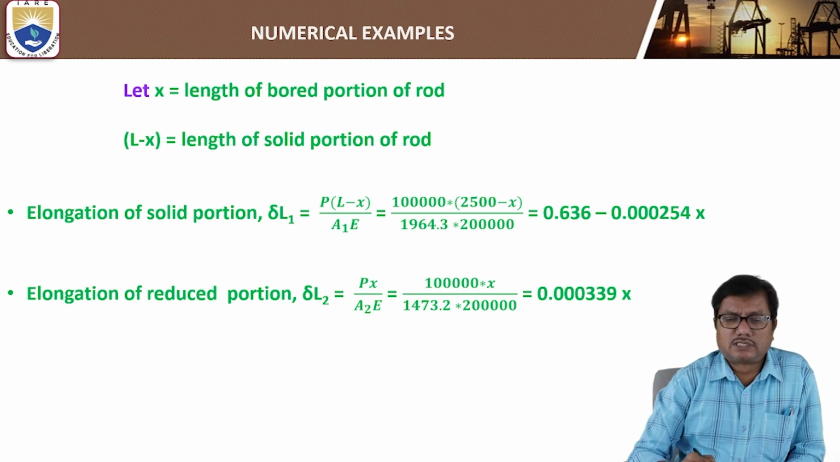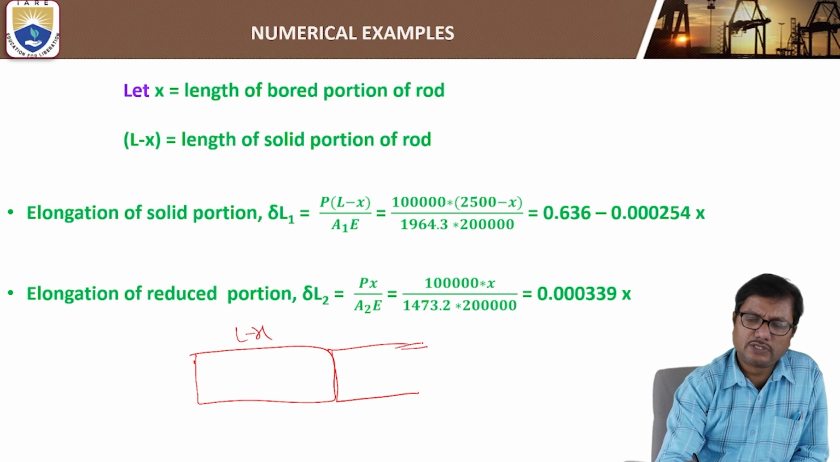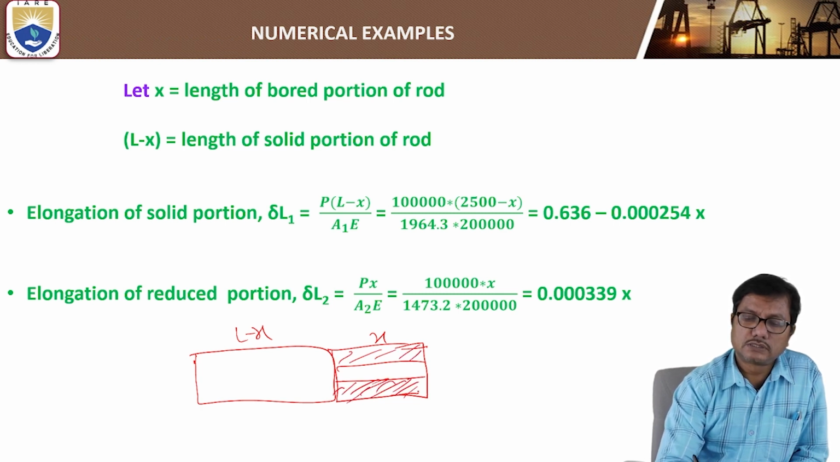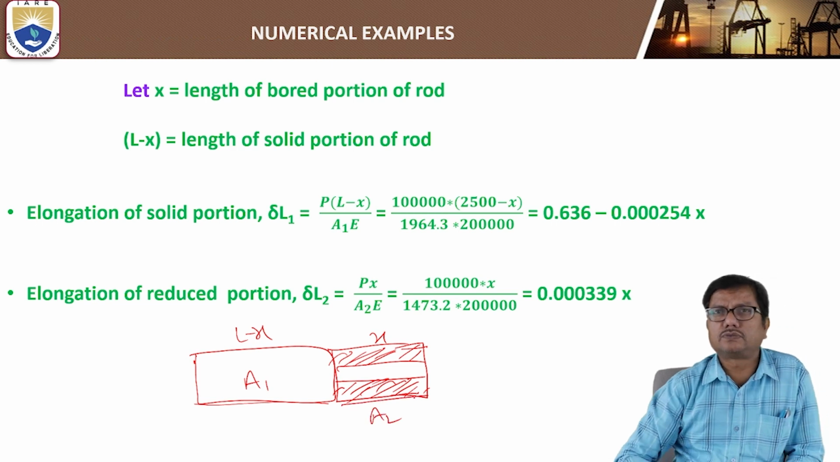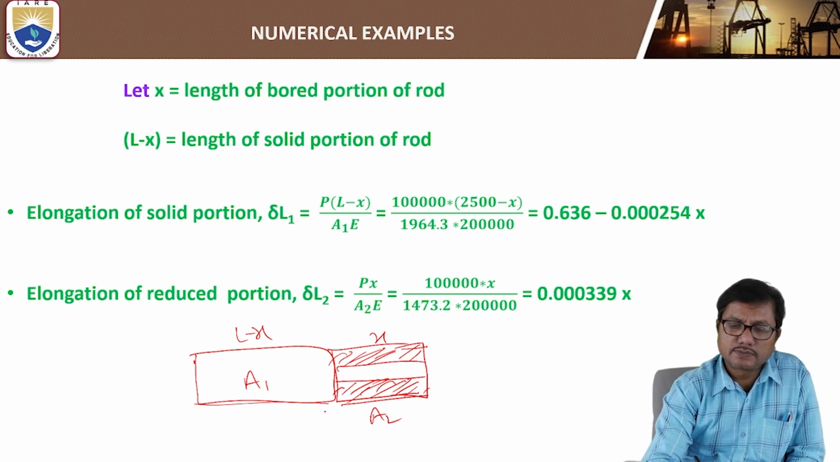So here we consider two sections separately: with length L minus x, the solid rod, and with length x, the bored portion. So two different segments we will consider, because this is of area A1, this is of area A2, same as in the previous case. What will be the total extension?